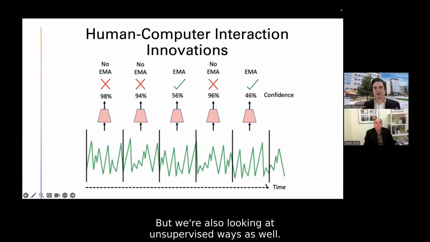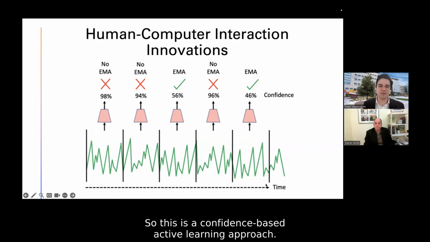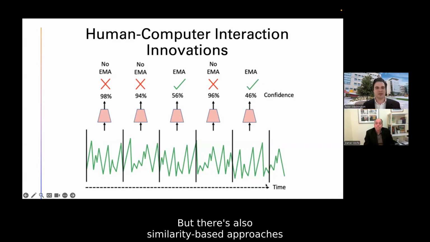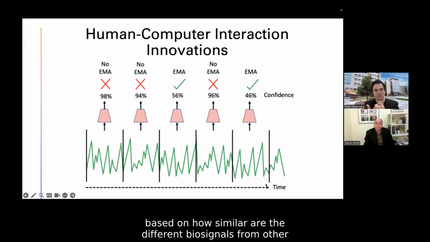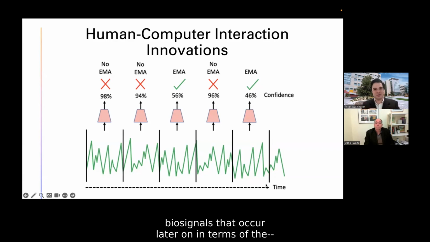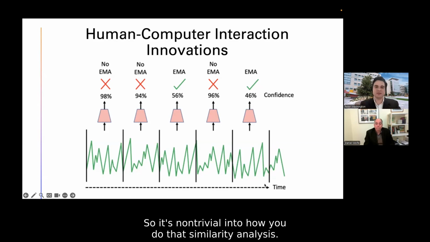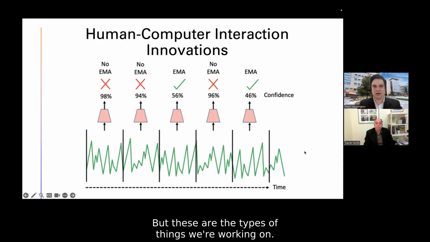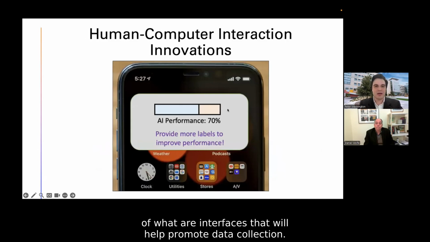But we're also looking at unsupervised ways as well. So this is a confidence-based active learning approach, but there's also similarity-based approaches, based on how similar the different biosignals are to other biosignals that occur later on. And it's multimodal, so it's kind of non-trivial how you do that similarity analysis. But these are the types of things we're working on. And again, we're also doing HCI design of what are interfaces that will help promote data collection.